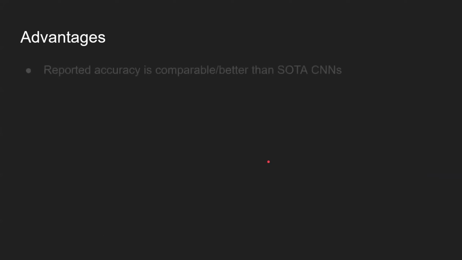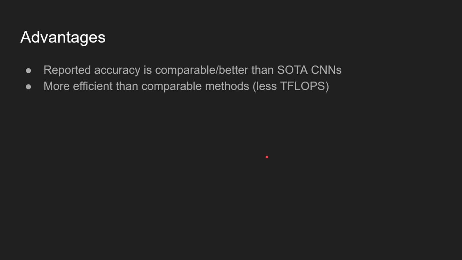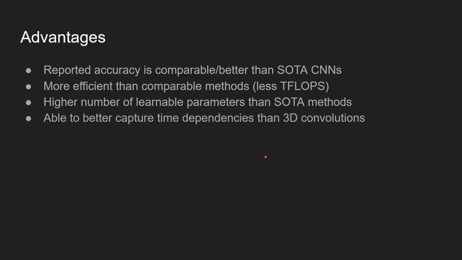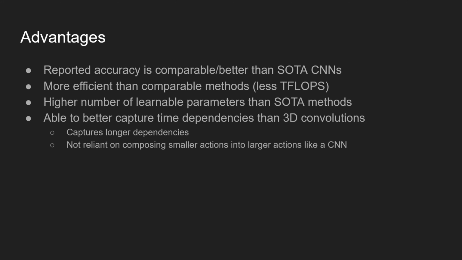There are some advantages to Timesformer. The reported accuracy is comparable, if not better, than most state-of-the-art CNNs. It is more efficient than comparable methods, requiring fewer teraflops. There is a higher number of learnable parameters than state-of-the-art methods, and it is better able to capture time dependencies than 3D convolutions. It captures longer dependencies and is not reliant on composing smaller actions into larger actions like CNNs.